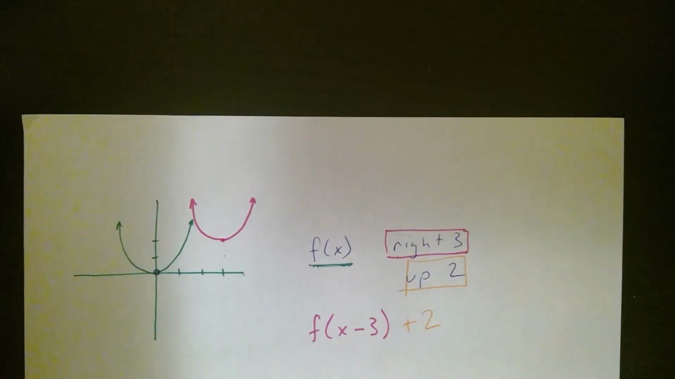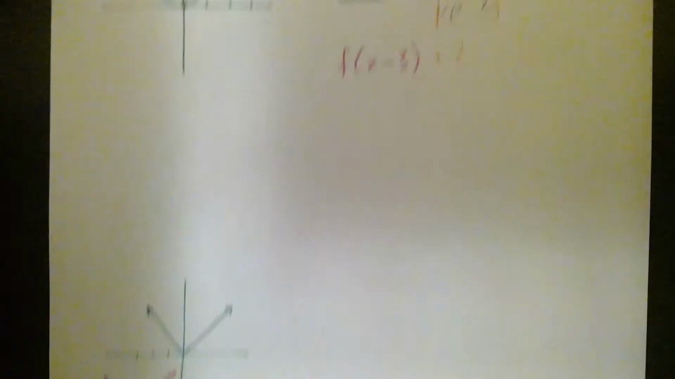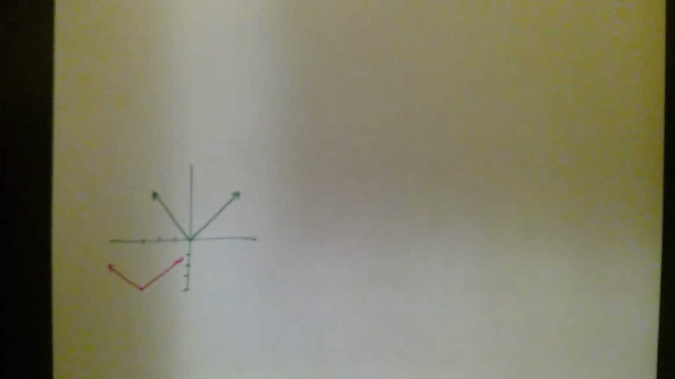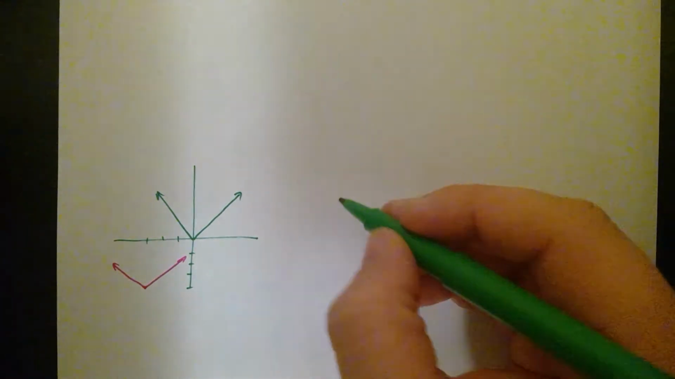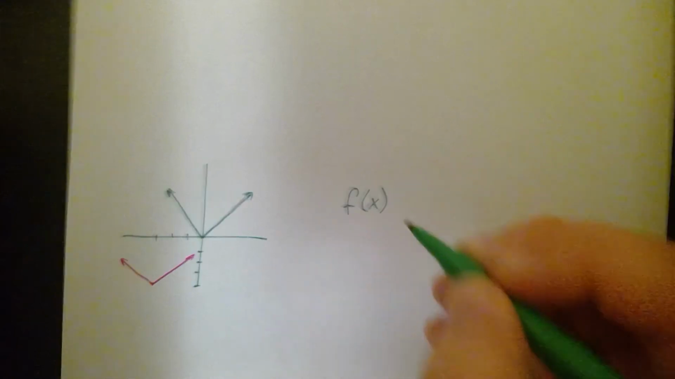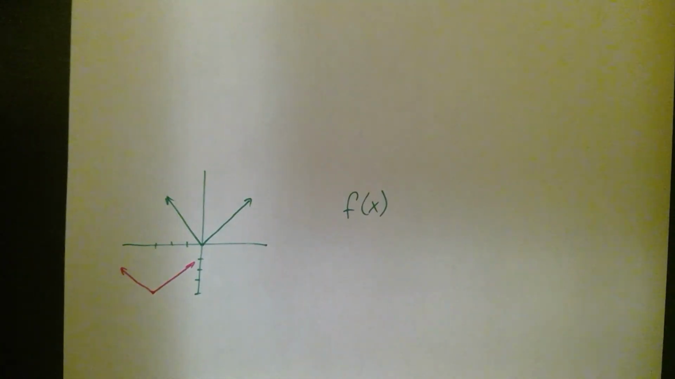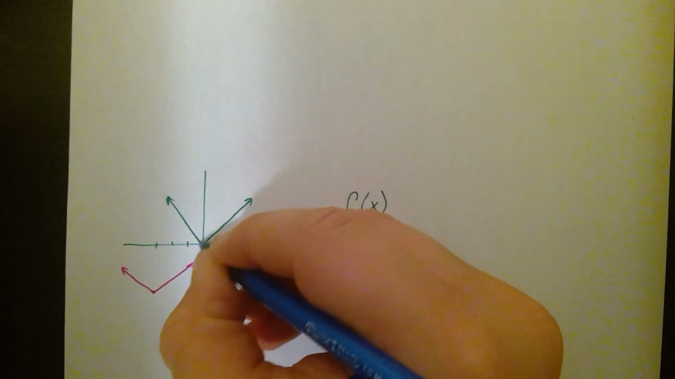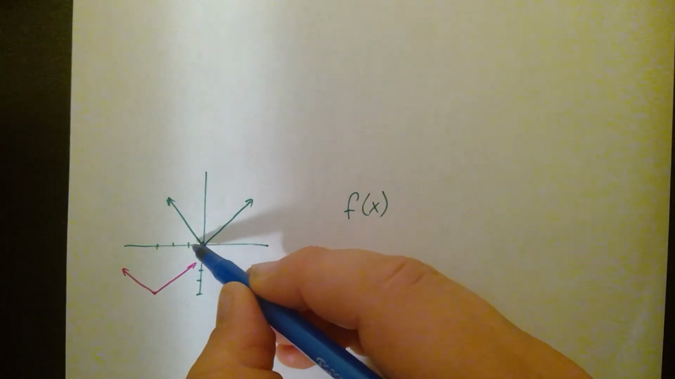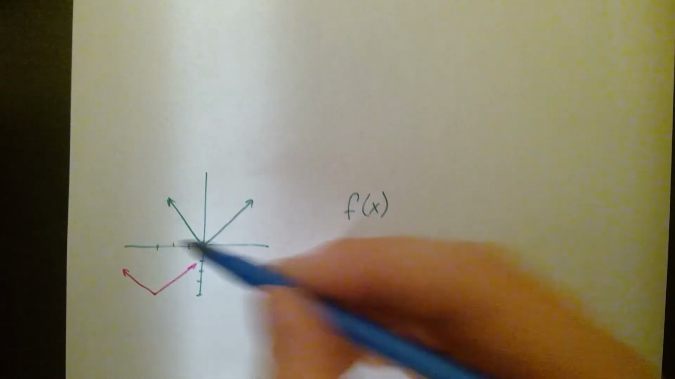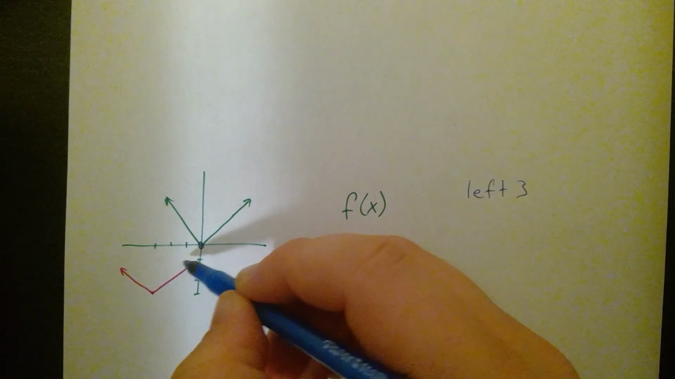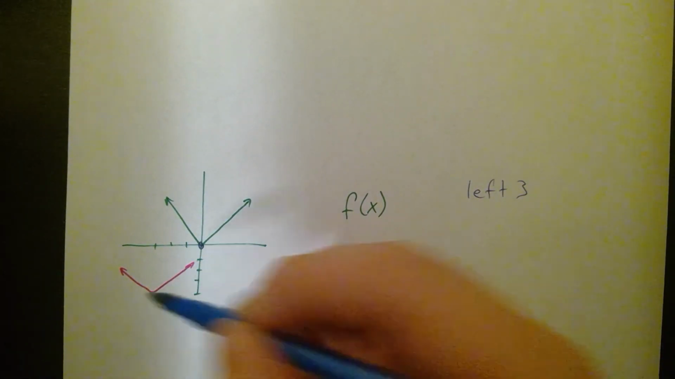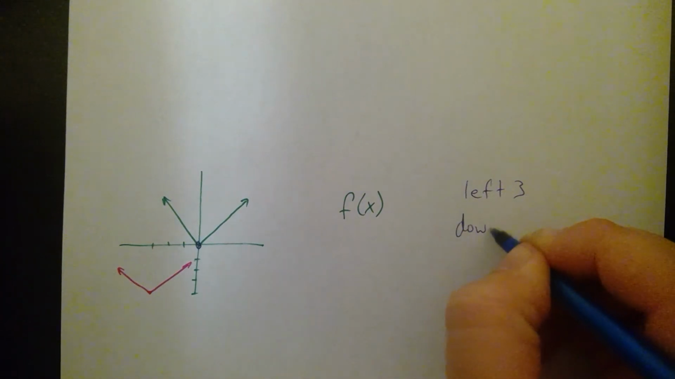Now let's look at another example with the graph. Once again, we have f of x in green, and we're trying to look at where it shifts to. In this case, we're going to go 1, 2, 3 to the left. So left 3. And down 1, 2, 3, 4. Down 4.